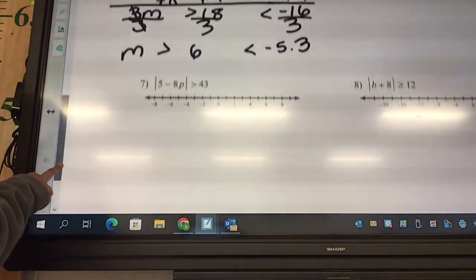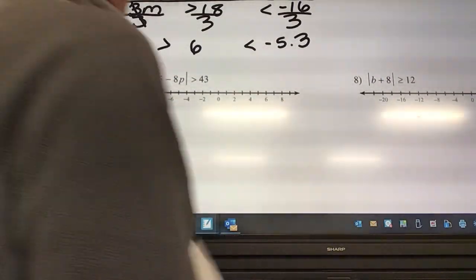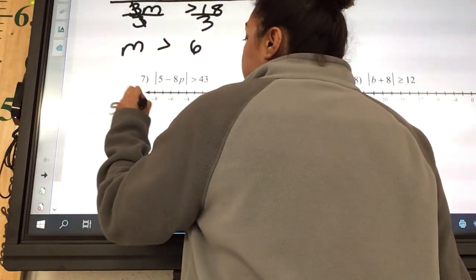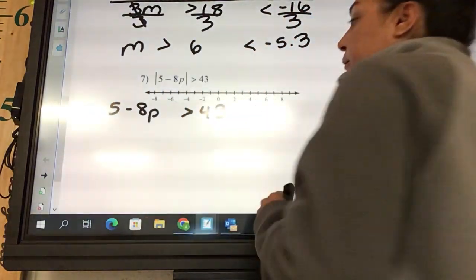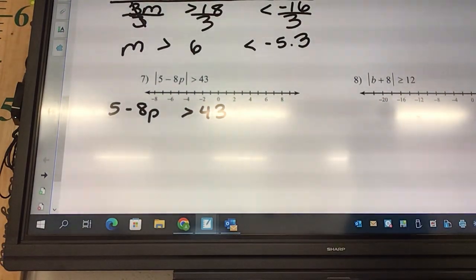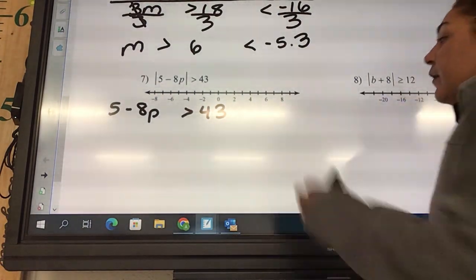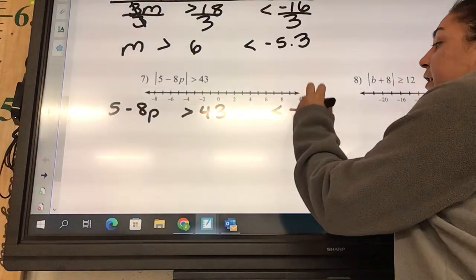What I was thinking. Okay, 7. I got 5 minus 8p. Okay, what do I do with the other one? We say comma what? Flip the sign and we say negative 43.